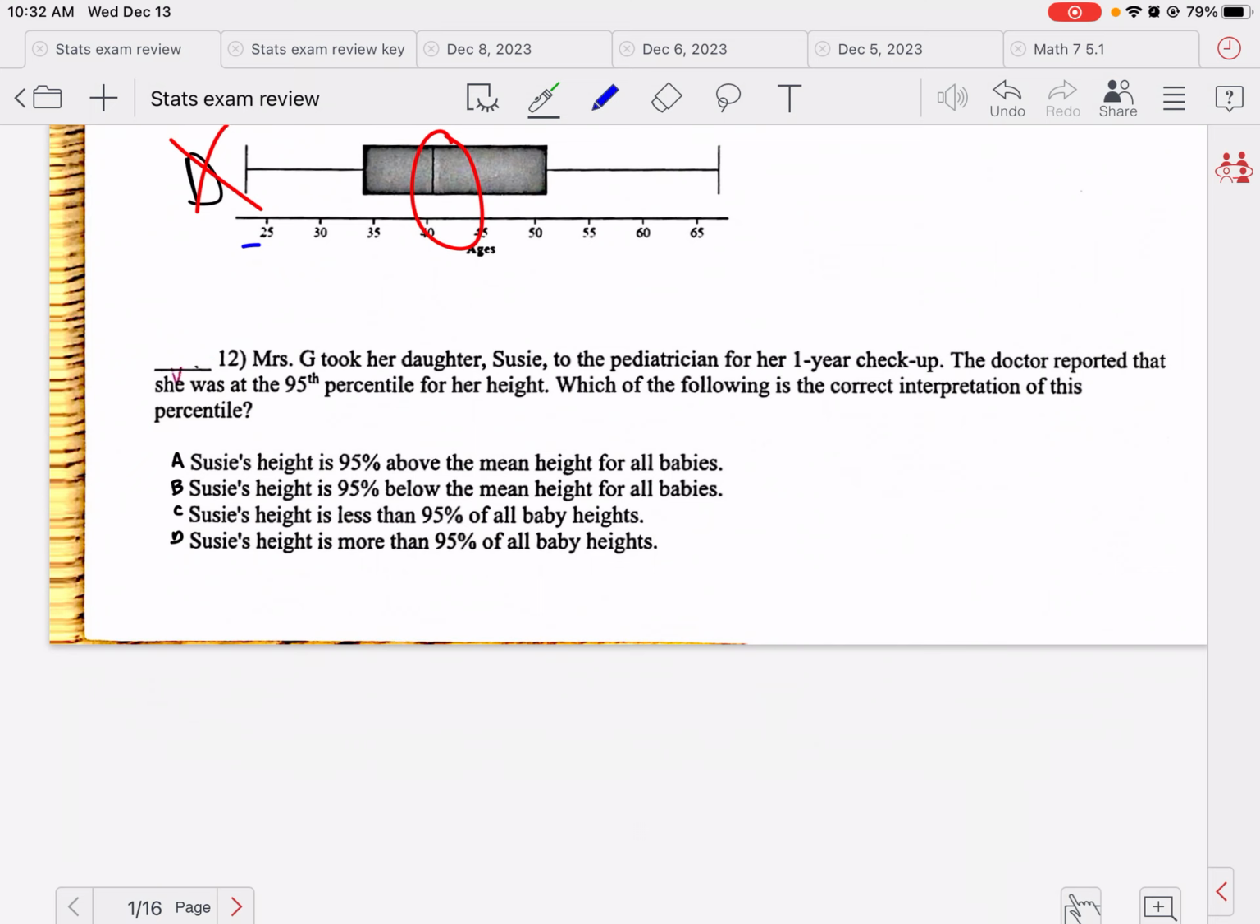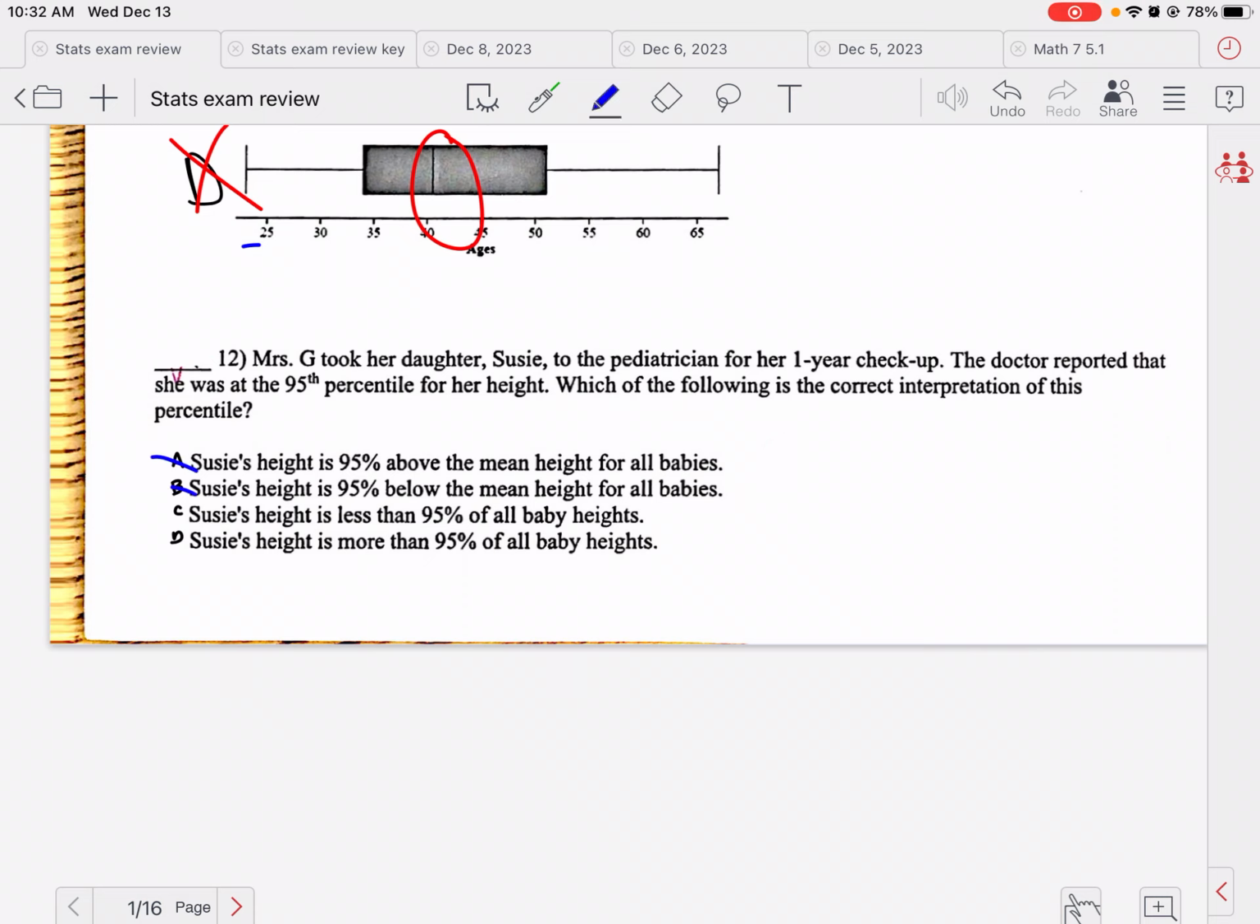All right, Mrs. G took her daughter Susie to the pediatrician for her one-year checkup. The doctor reported that she was in the 95th percentile for her height. Which of the following is a correct interpretation of this? Susie's height is 95% above the height of mean of babies. Percentiles has nothing to do with mean, so if it's talking about the mean, we know that's incorrect. So we know A and B are incorrect.